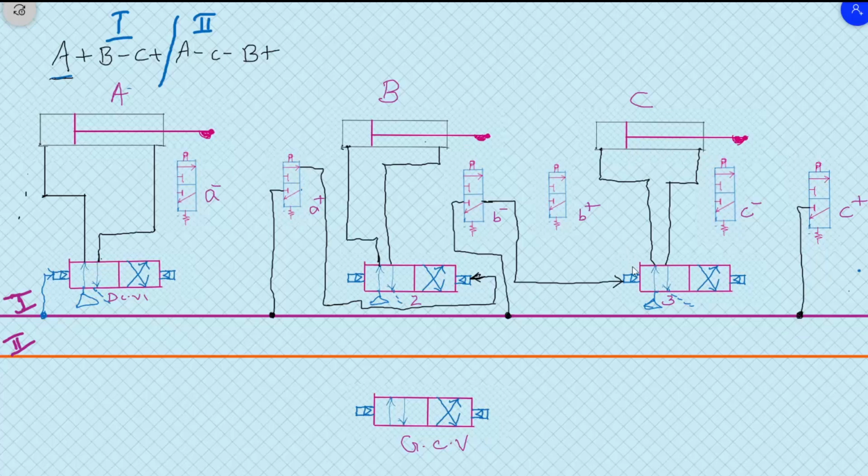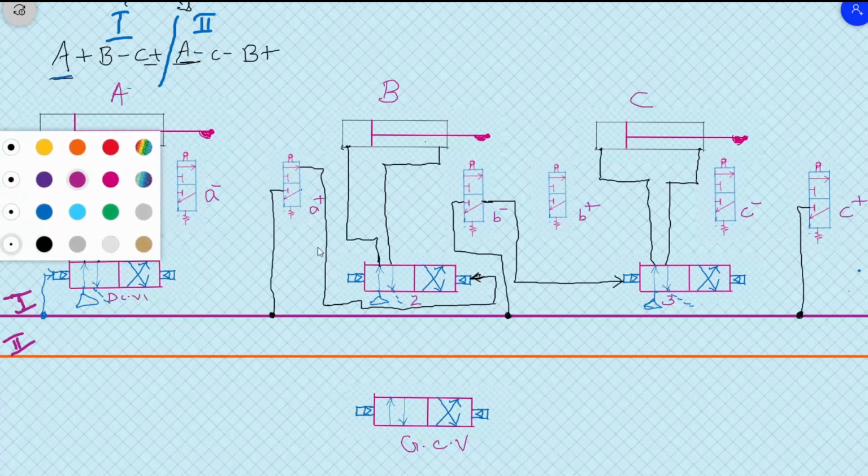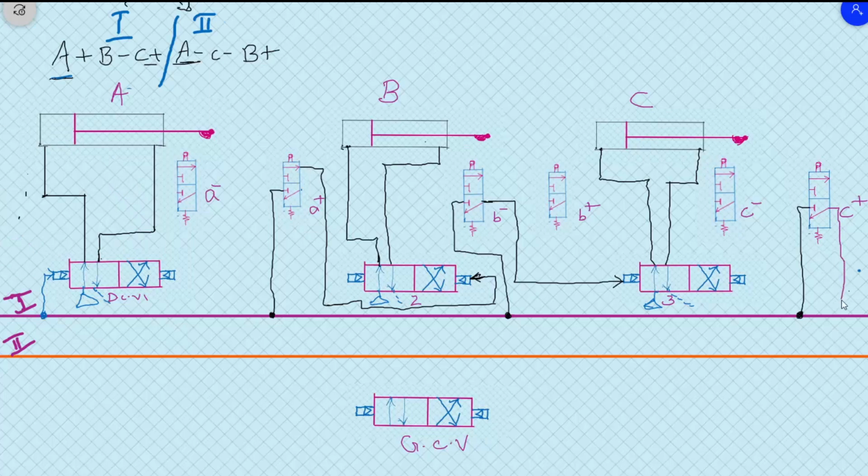Once the signal is given to the DCV3, the pressure is diverted to the extension stroke of the actuator 3. The next step is achieving A minus. That is, we are changing from group 1 to group 2. So the signal after the extension, that is after C plus, should be given to the group changing valve so that the group will be changed from 1 to 2. The output of the limit switch is connected to the GCV, that is the group changing valve, or the cascade valve.